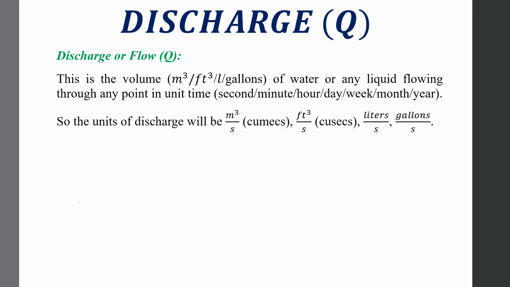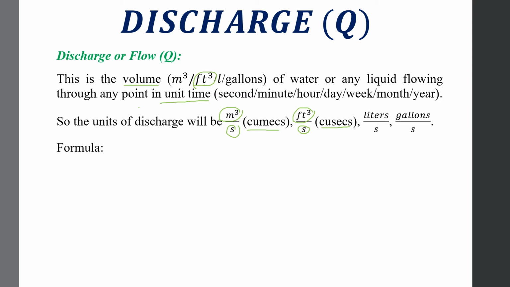The units of discharge then, as we calculated in the example, will be meter cube per second. This is also called cumecs. This may be in feet cube. If our volume is in feet cube, then it will be feet cube per unit time, meaning second. Feet cube per second is known as cusecs. This may be liters per second or gallons per second. There may be different units in different literatures, so you need not worry about these units. You must know the basic definition: volume divided by time at any specific point.